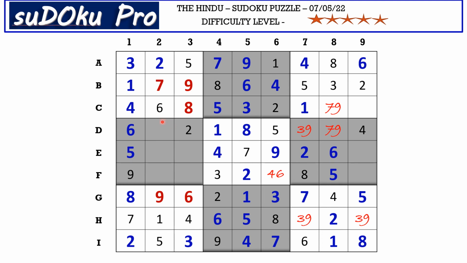In D row, there are three missing numbers. That is 3, 7, and 9. There is 7 and 9 in column 2. So D2 takes 3. So here in D7 becomes 9 and D8 takes 7. That cancels out the 7 here. So C8 takes 9 and C9 takes 7.